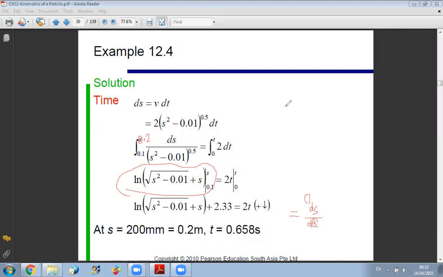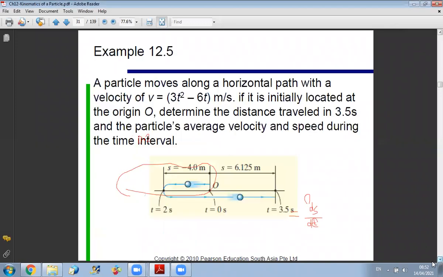So mainly, this is the first part in this chapter. Okay. Next time we will do a problem to see the difference between average velocity and speed together. Then we will start curvilinear motion. Okay. So see you next time.